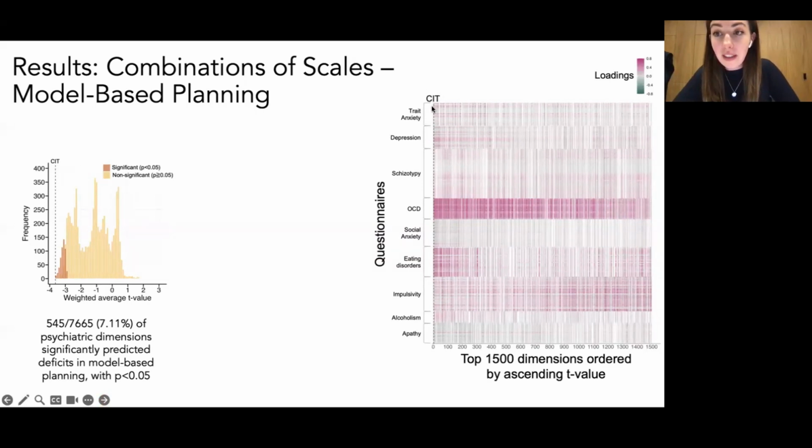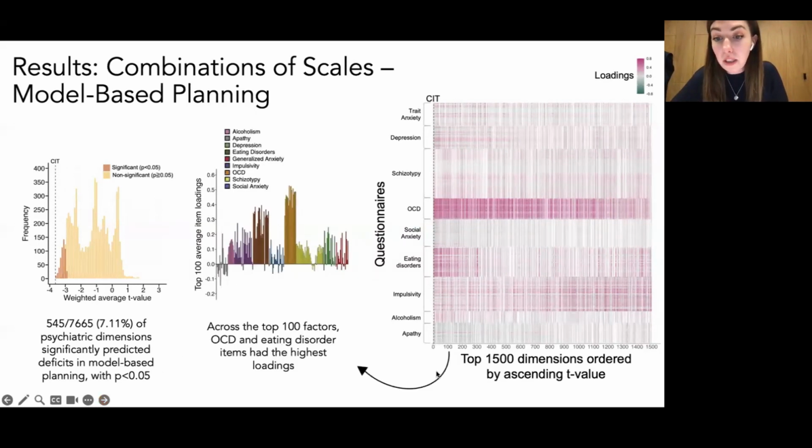So out of the 7,665 factors, CIT, which is generated based on item covariance, is one of the top factors. And again, when we just extract the top 100, we can see that the item loadings are very similar to CIT, and that we have these high loadings for OCD, and high loadings for eating disordered symptoms and impulsivity.